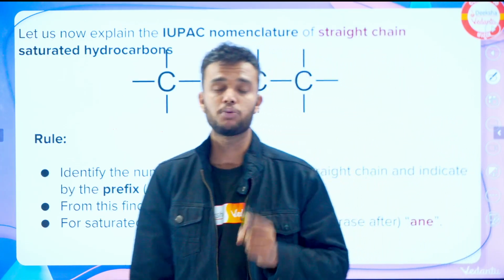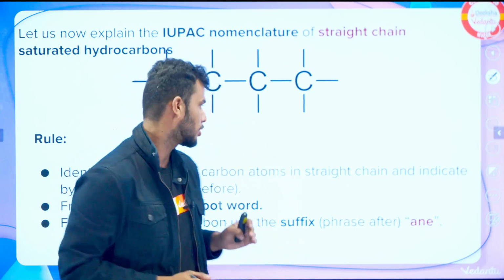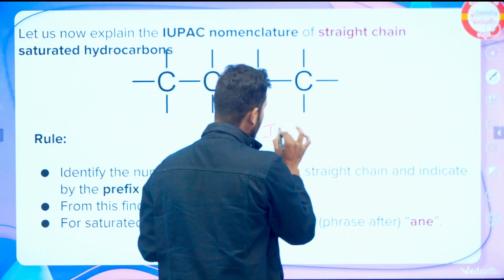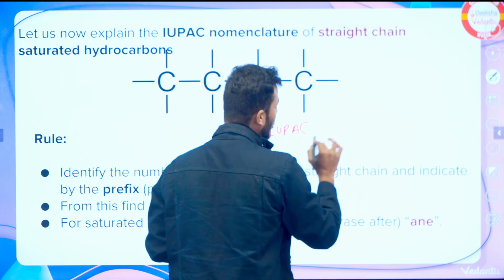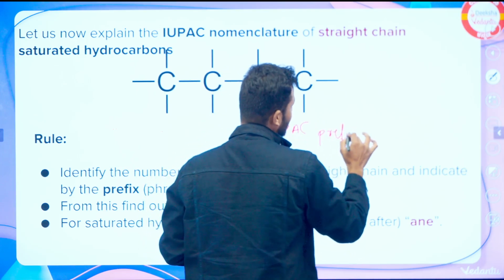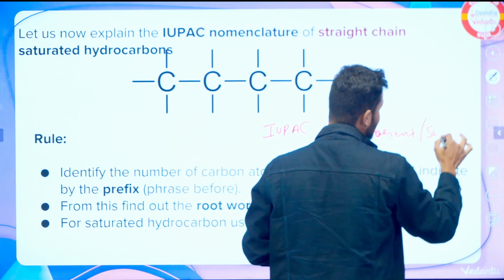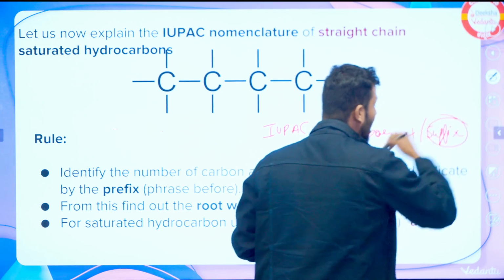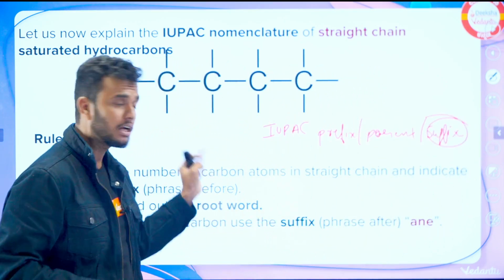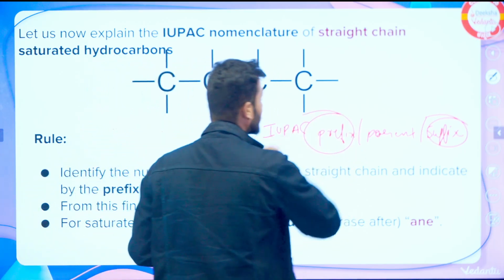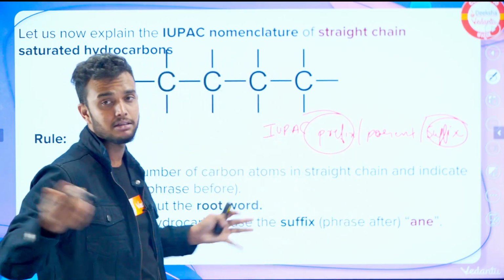Let's move to the first one. The IUPAC name is divided into 3 parts. The first part is called the prefix, the second part is called the parent chain, and the last one is called the suffix. The suffix depends completely upon the functional group, or whether the compound contains a single bond or double bond. The prefix depends completely upon the substituent, such as methyl or ethyl.